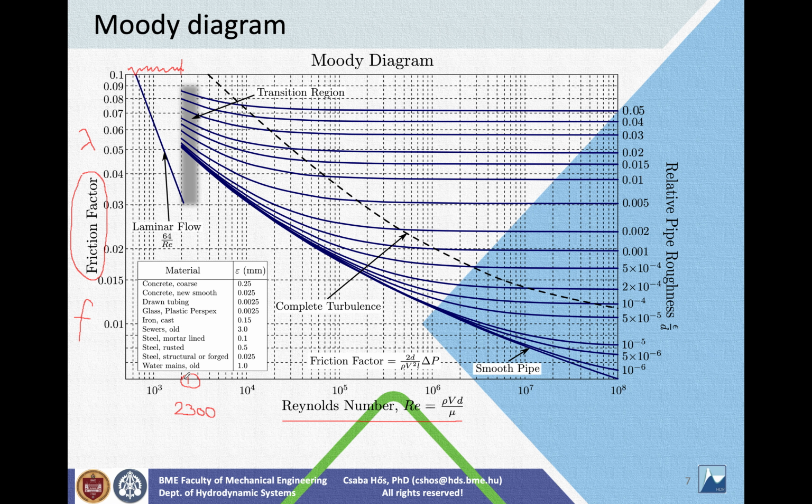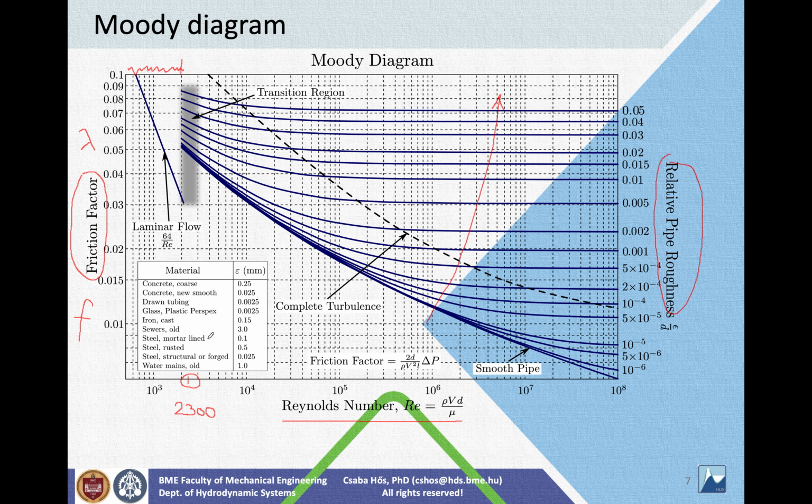Okay, so if you are beyond 2300, then the flow is turbulent and you have a bunch of curves here, and the parameter is the relative roughness. Okay, so how rough the pipe is, obviously the larger the roughness is, the larger the friction factor is. Okay, so the lowermost curve is the smooth pipe, and then it's increasing. So the way you use this curve is as follows.